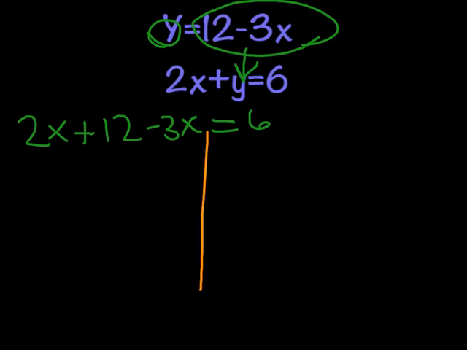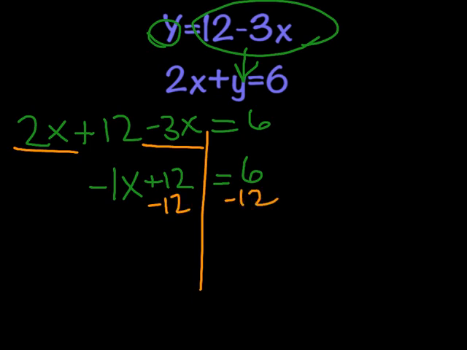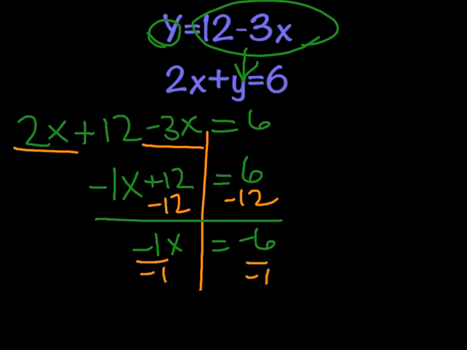Since the 2x and the minus 3x are on the same side, I can just combine them together. I'm just combining like terms. So that's giving me negative 1x. I still have plus 12, and it still equals 6. And now I'm going to subtract 12 from both sides. That's going to give me negative 1x equals negative 6. And I need to divide by negative 1 so that I have a positive x, and x equals positive 6.